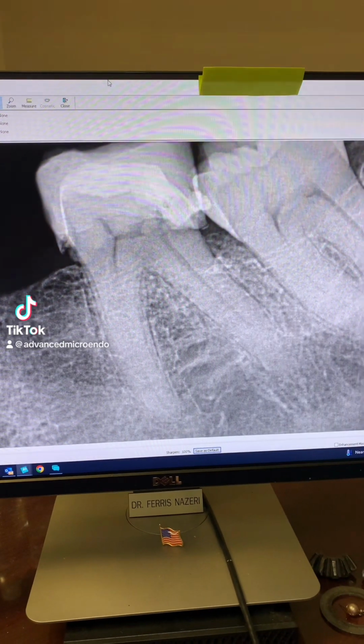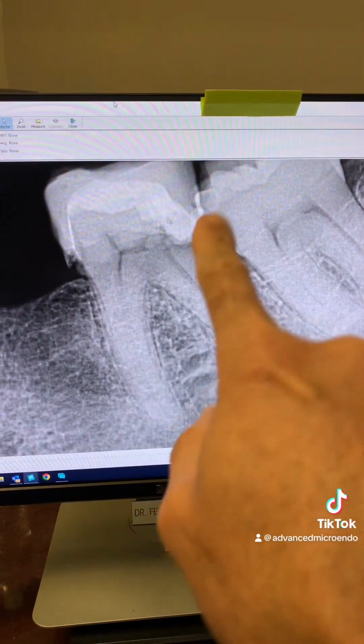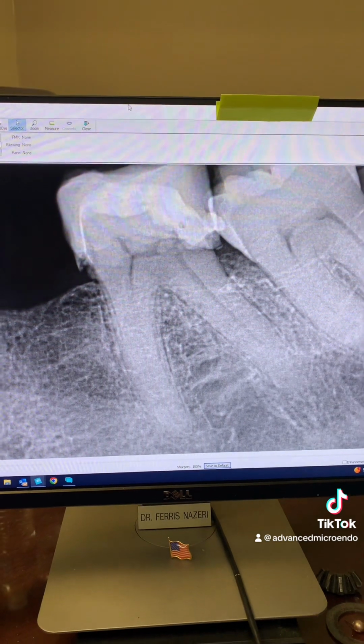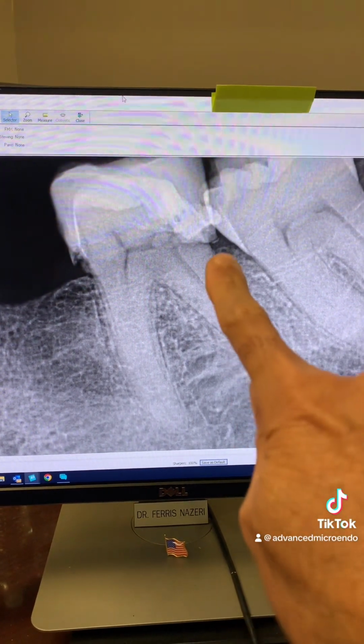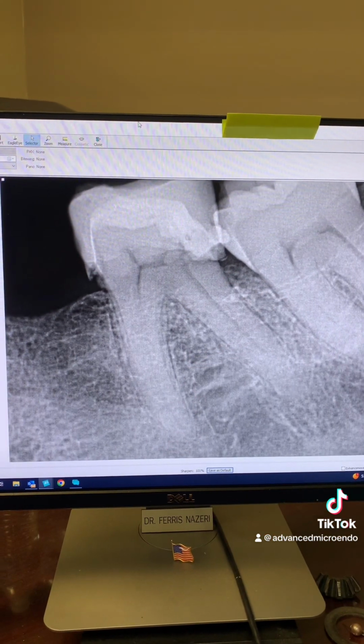This patient was referred to me for endodontic treatment of tooth number 19. Tooth was prepped for a crown. As you can see, he had a deep cavity here approximating the pulp of the tooth, and afterwards patient started to have a lot of pain.